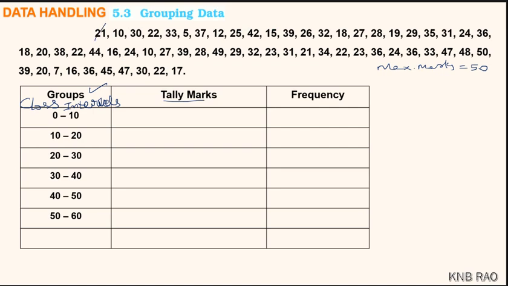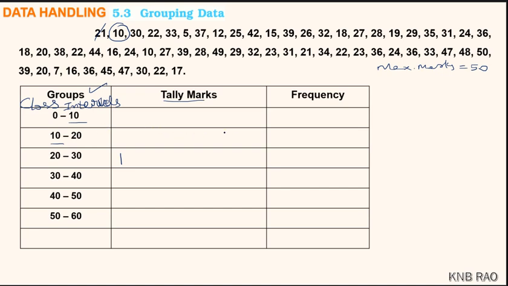So 21 comes under the group 20 to 30. So this is tally mark 1. Now the question comes: 10. Can you observe that 10, should I take a count in the first group or the second group? Isn't it? You get a doubt or not? 10 occurs in both the class intervals, right? Here it is also there, here it is also there. Where should I count? Since 10 is there in both the class intervals, we cannot consider it in both the places, right?